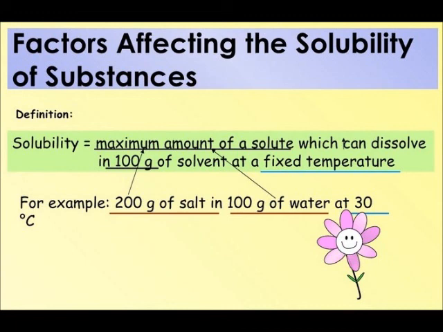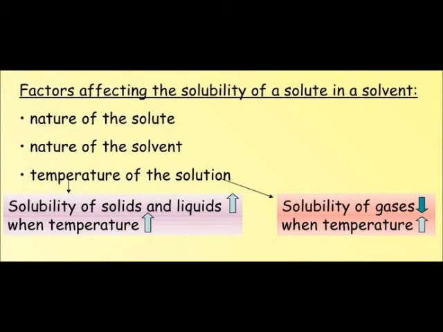Factors that affect the solubility of the solute, thus decreasing or increasing the rates of solubility, will be the nature of the solute, which depends on the physical and chemical characteristics of the particular solute, the nature of the solvent, which basically affects the same thing, and the temperature of the solution. For solids, if the temperature is increased, then the solubility of solids and liquids will increase. For a gas, if the temperature decreases, then the solubility will increase. Thus, the solubility of a gas will decrease if temperature increases.